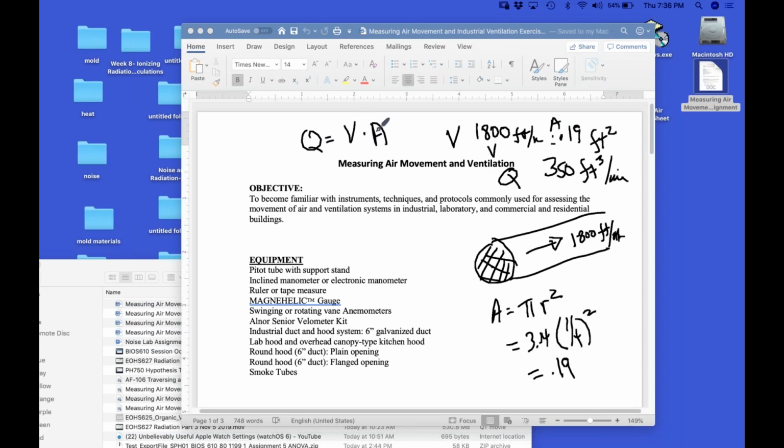Okay, so let's take another measurement. Now, one of the things that we're interested in is the capture velocity. We need to know how far that worker has to be from the front of this hood in order to be protected. So this is called a vane anemometer. It's got a little vane in it, a little propeller in it.